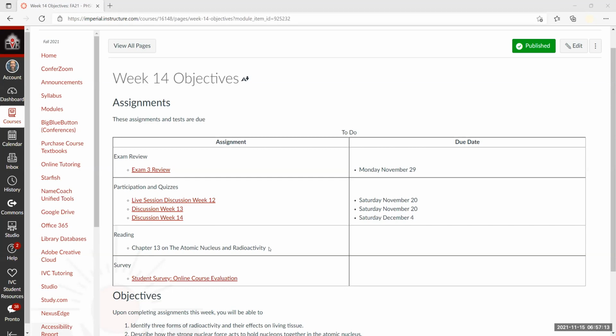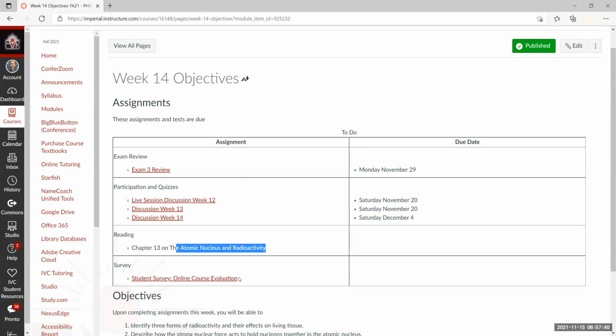The chapter deals with the atomic nucleus and radioactivity. I'm going to go briefly over these ideas, and this does not replace the fact that you have to read the chapter and complete all the activities related to it. That is how you're assessed, whether on homework assignments, quizzes, or exams.